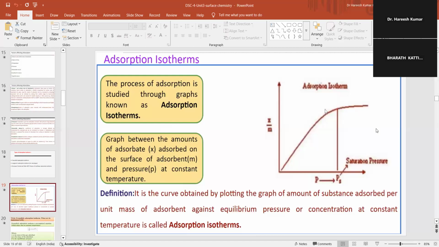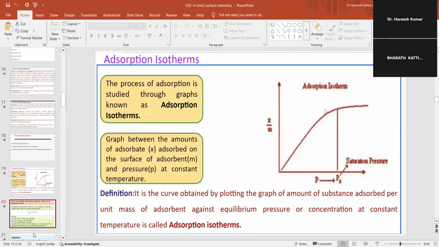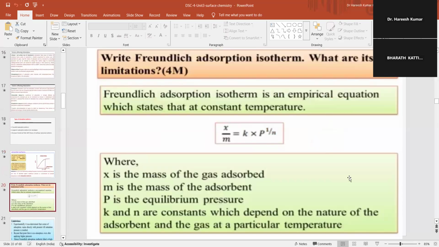The go down means you have to remove. No, so the active sites stay the same. Saturated means no increase or no decrease. Okay, so suppose a 4 marks question is framed on this: write Freundlich adsorption isotherm.